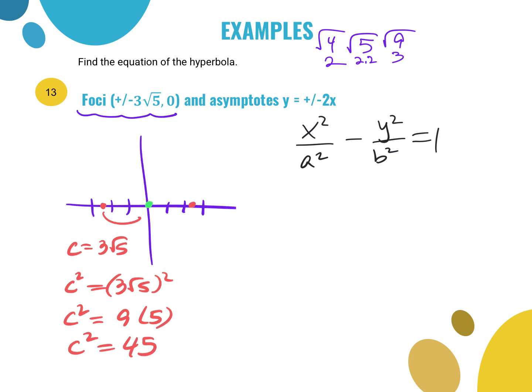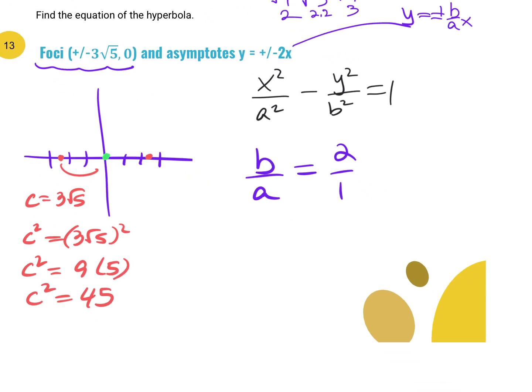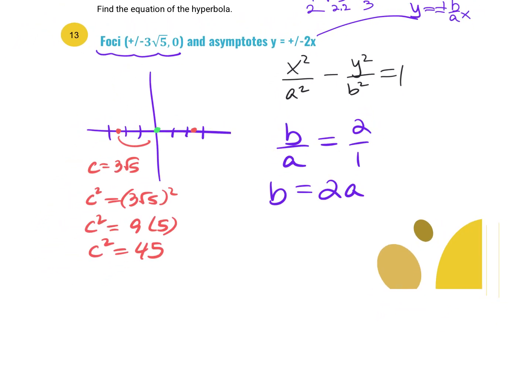So now what I need to do is also realize that when my graph is horizontal, my asymptotes here, it's going to be y equals plus or minus b over a x. So what I'm going to do is take this whole number 2, and I can make it a fraction. So b over a is equal to 2 over 1. So what I need to do here is go ahead and solve this for b. So b times 1, 2 times a.